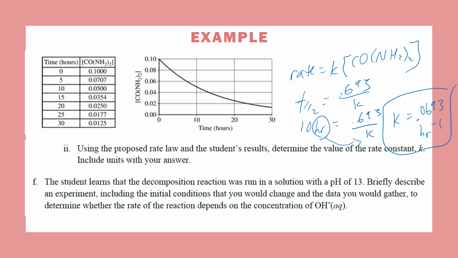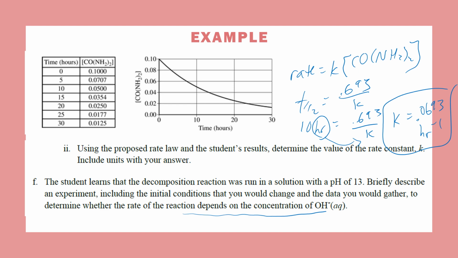Yeah. So for part F, the student learns that the decomposition reaction was run in a solution with a pH of 13. Describe an experiment, including initial conditions that you would change and the data that you would gather to determine whether the rate of the reaction depends on the concentration of OH negative.